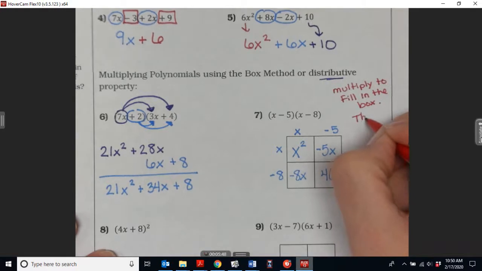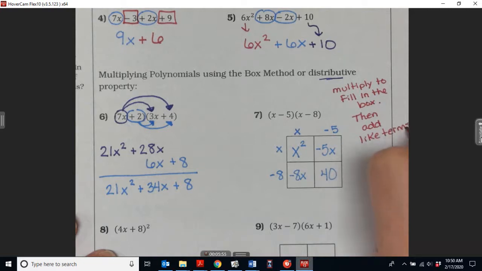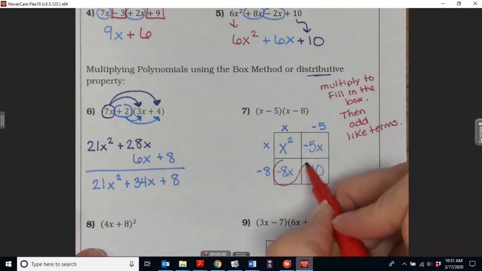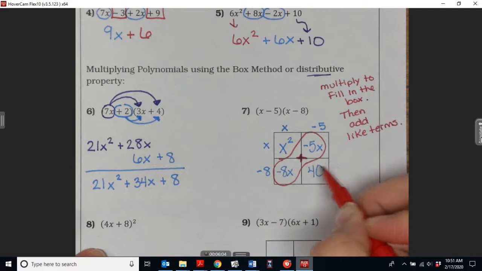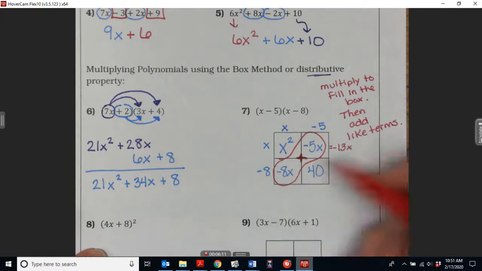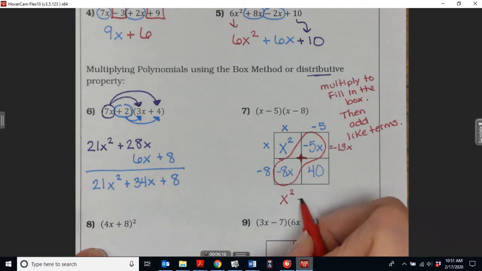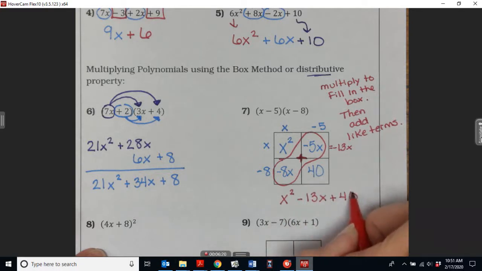Okay, then add like terms. So my like terms here are diagonal from one another. And I always like to say that this right here helps you remember to add. And this part would give you negative 13x. But you still have to write out your final answer. You would have x squared minus 13x. And then 40 is positive, so I put plus 40.